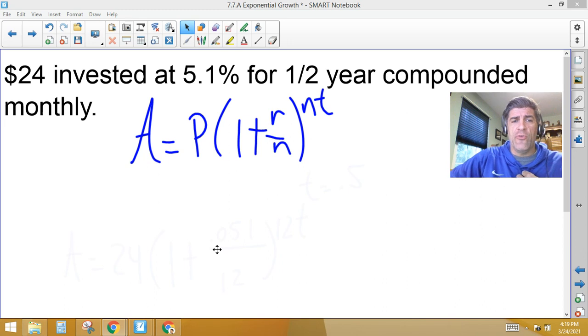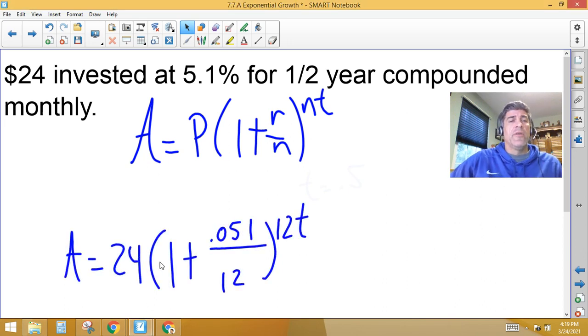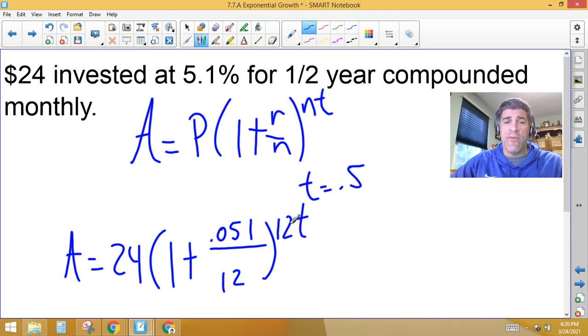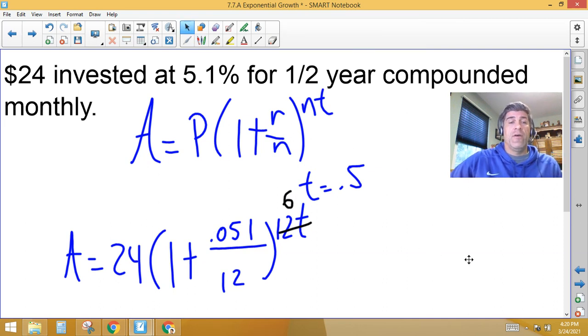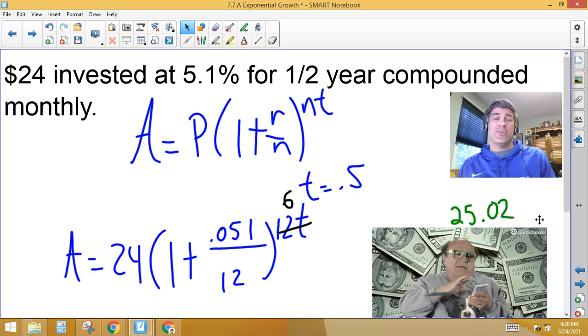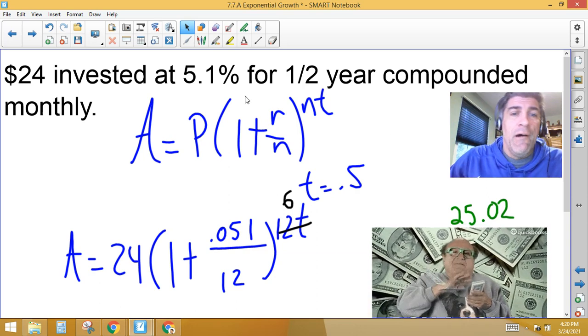Well, let's see here. First thing I'm going to do is write my formula down. 24 times 1 plus 0.051 over 12, to the 12t. Now, what's my t going to be here? I asked you that before. T is just going to be 0.5 because it's half of a year. If I multiply this, my exponent is just going to become 6 now. All right, and when I enter all this in the calculator, ready for this? We put in $24. 6 months later, we got $25.02. Crazy.